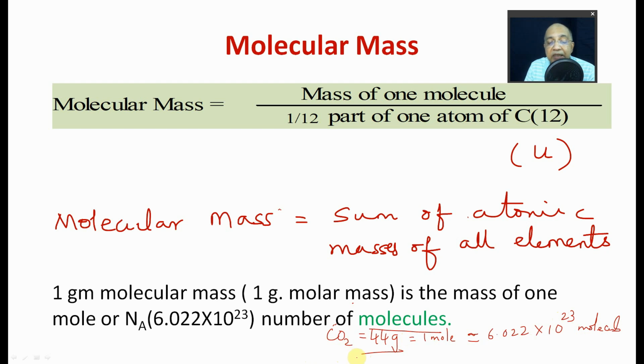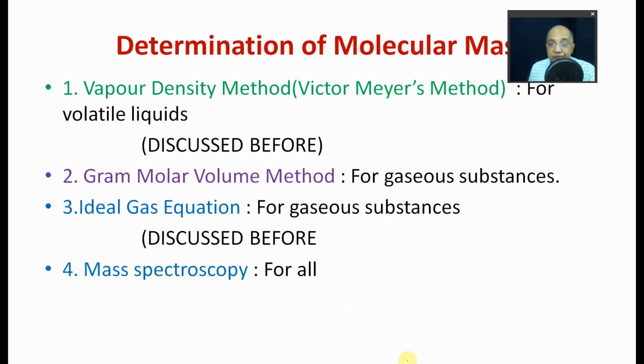And it contains Avogadro's number of molecules, not atoms, molecules. Similarly, sulfuric acid is, say, 98 gram is the molecular mass. That is also 1 mole of sulfuric acid. That contains also the same Avogadro's number of molecules.